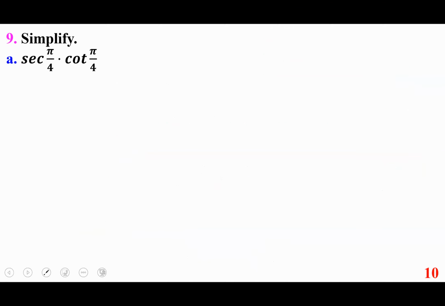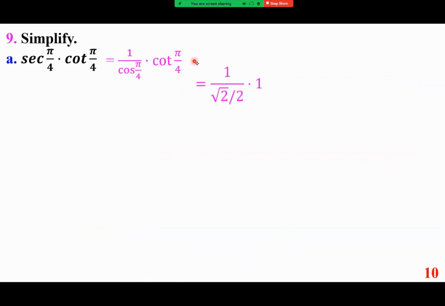Simplify using identities. In this case, we want to replace the secant with 1 over cosine. And now we're going to write cosine is square root of 2 over 2, and tangent is 1. So 1 over square root of 2 over 2 will give you the reciprocal of this, which is 2 over square root of 2, which is square root of 2. Very simple class.